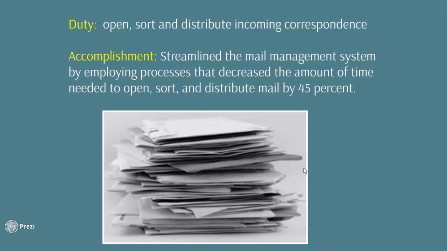All right, the next example takes a very broad duty and turns it into a specific accomplishment. Open, sort, and distribute incoming correspondence. So, how can you make a simple job duty sound like you've done something really good? Start with an action verb: streamlined the mail management system by employing processes that decrease the amount of time needed to open, sort, and distribute mail by 45%.